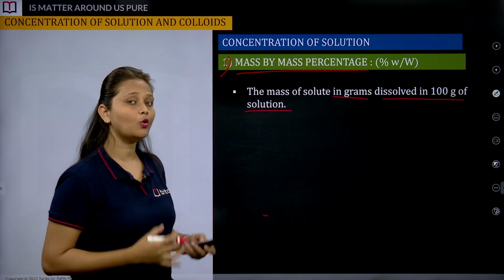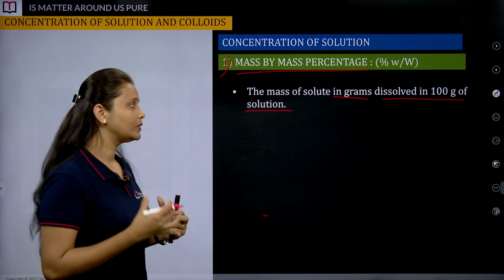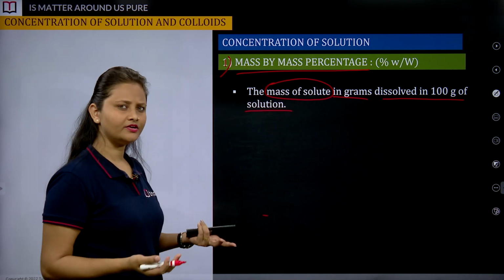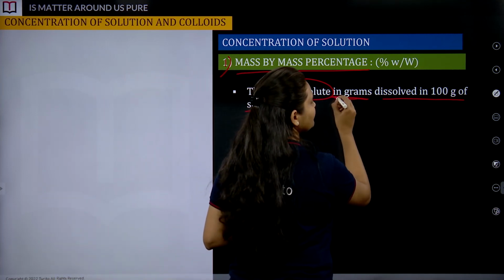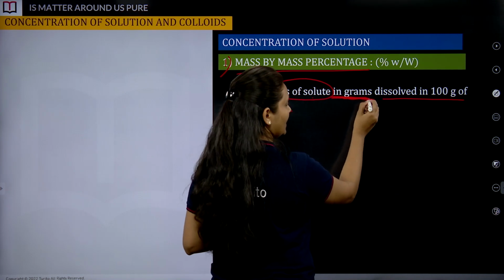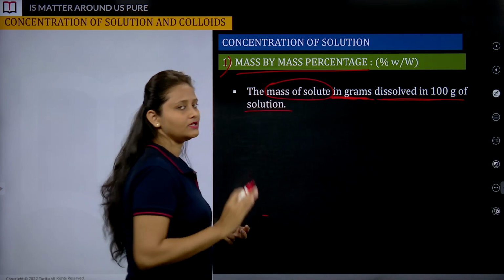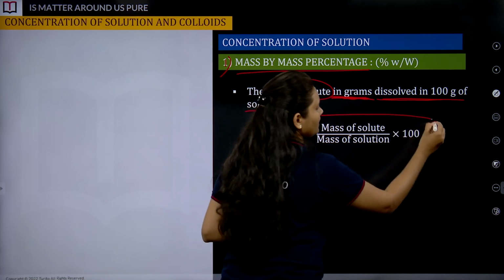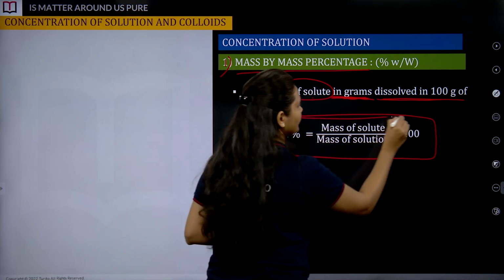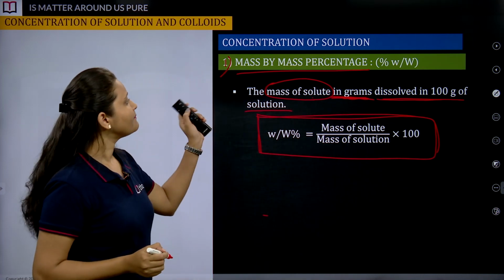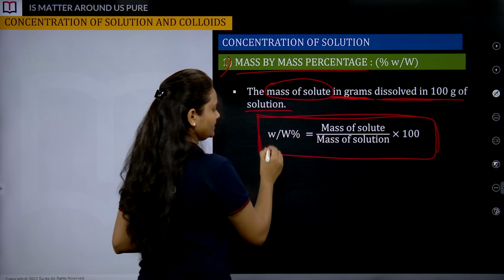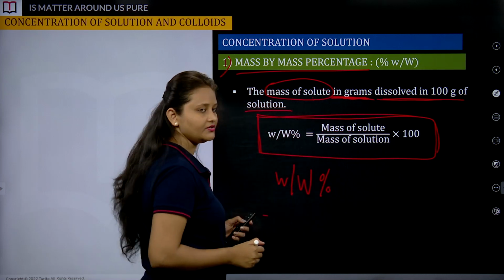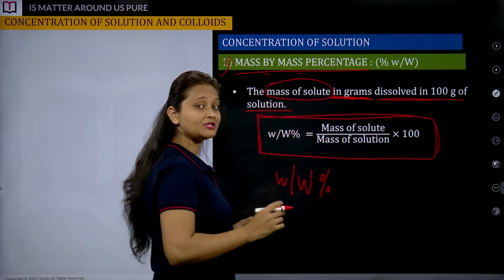What are we doing by this? Actually, we are going to calculate the mass of the solute. Focus on the words mass of the solute, or concentration of the solute, which is measured in grams, dissolved in 100 grams of solution. This is the formula to calculate the mass of the solute in mass by mass percentage. Students, this is how we represent it: small w, then capital W, and the sign of percentage. It shows mass by mass percentage.